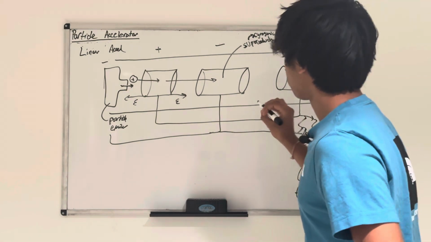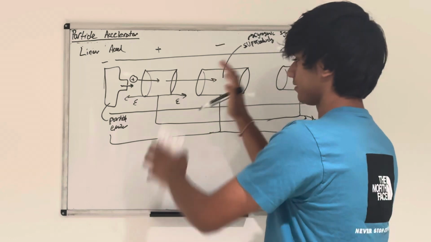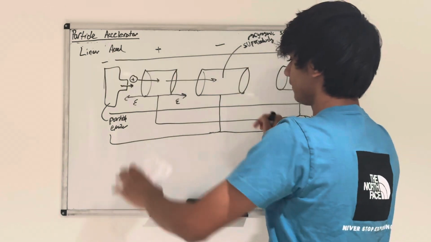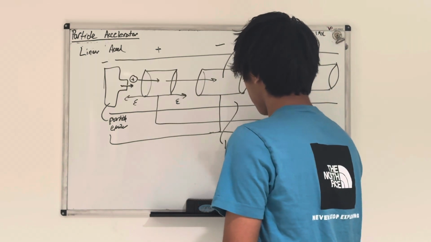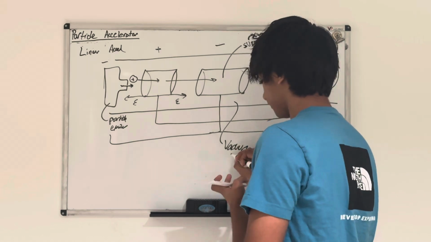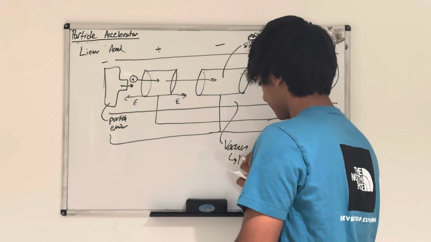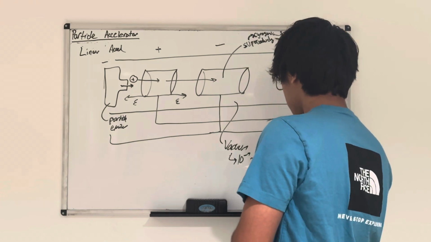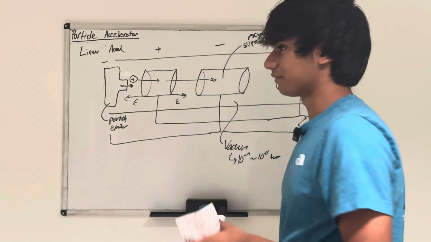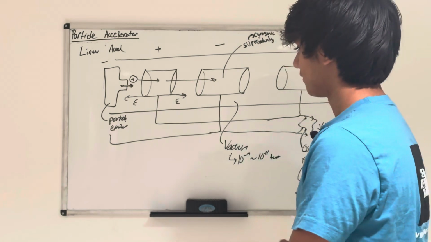Oh, one more thing. Also, this whole system, you can see I drew 2 lines around it. I drew these 2 lines because this whole system is in a vacuum. And this vacuum is at around 10 to the negative 9 to 10 to the negative 11 torr, which is a very, very low pressure. It's lower than the pressure in space, even.